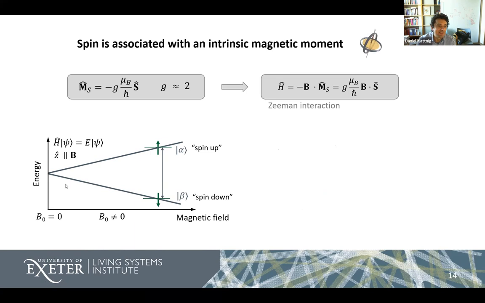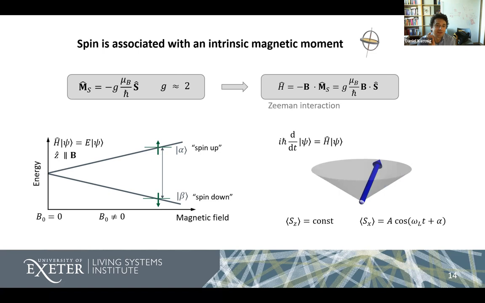That is, the energy of the down spins is reduced, and the energy of the up spins is increased, because spins have associated a magnetic moment, and this magnetic moment can align or anti-align with the applied magnetic field. What is more important in our context, however, is what happens to the spin if we apply a magnetic field and watch it over time.